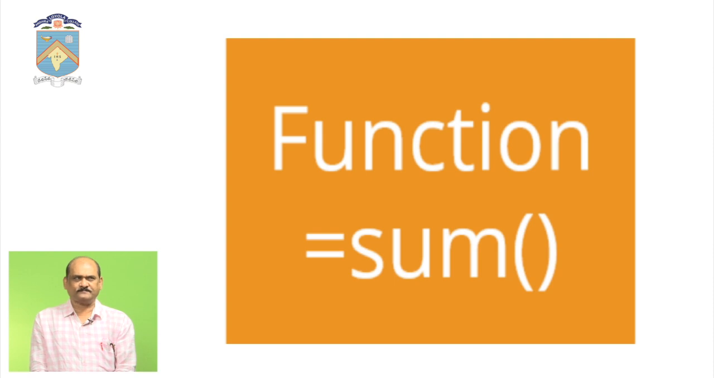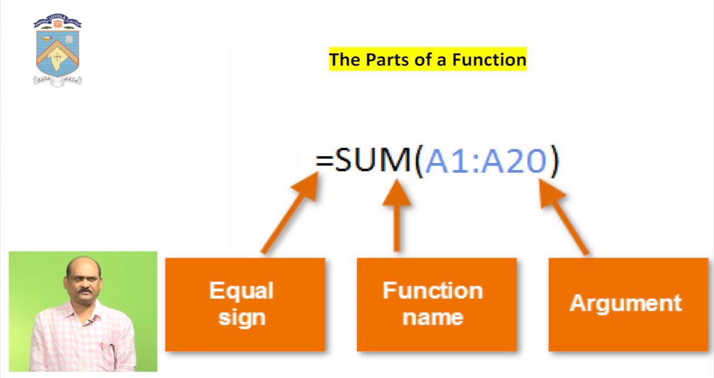For example, every function has some parts, and you can see on the screen the equal sign is common for formula and function, whereas the next immediate one is the function name. In this case, it is SUM. Sum is simply the total, and the most important part is the argument part. The argument part starts immediately after the SUM function with a parenthesis, a left bracket, and you see within the brackets A1, a colon, and A20.